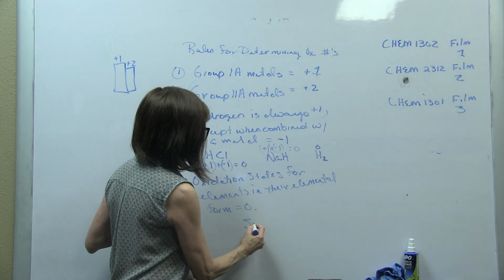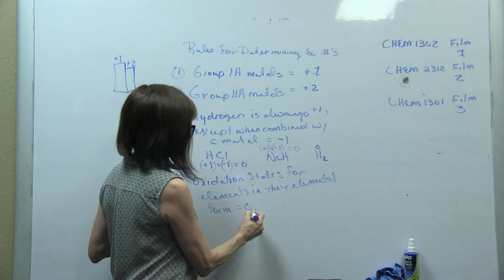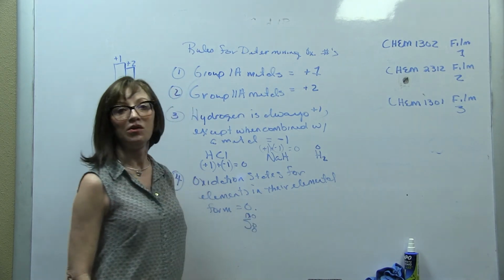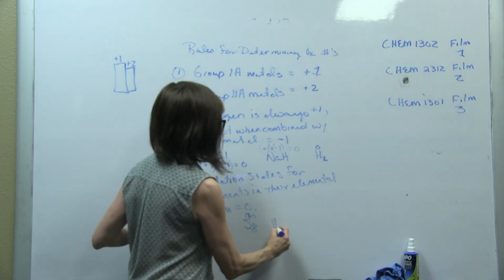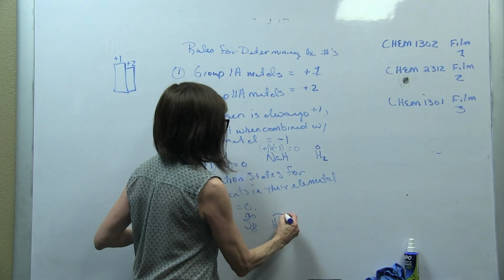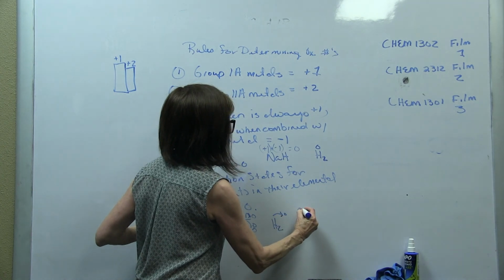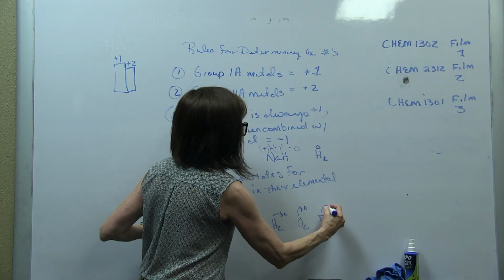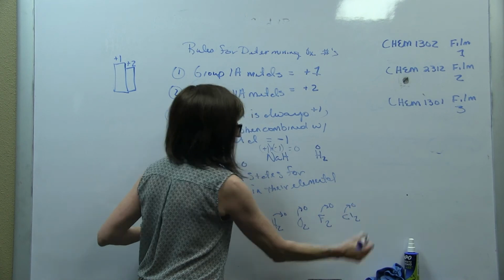Sulfur exists in nature as S8 often. And so each one of these sulfurs has an oxidation state. That's each one of 0. Hydrogen, all the diatomic gases, each hydrogen has 0. Each oxygen has 0 oxidation state. Each fluorine has 0 oxidation state. Each chlorine has 0 oxidation state.